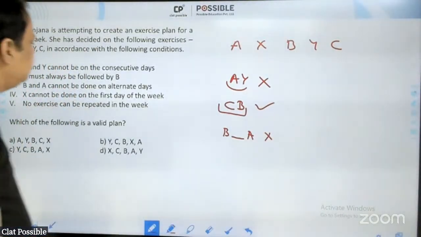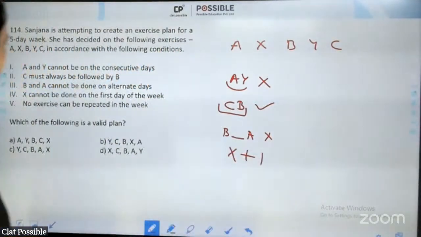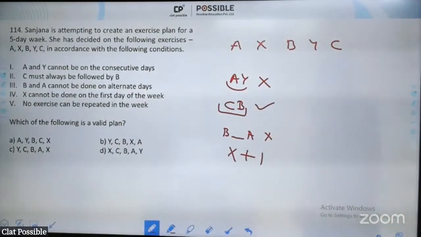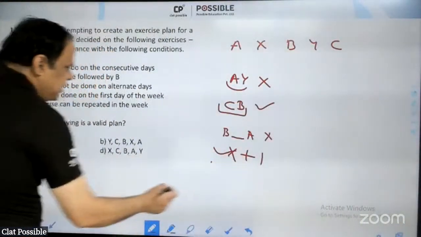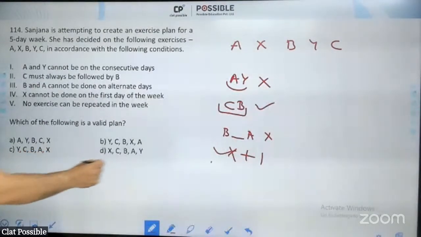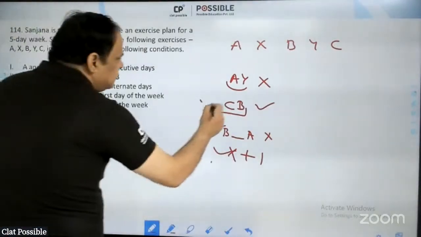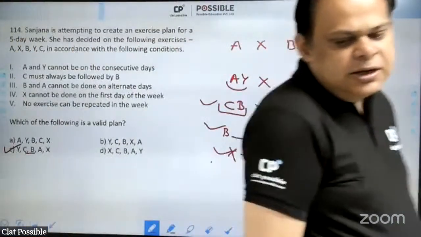X cannot be done on the first day of the week. X should not be the first one. No exercise can be repeated in the week. So if you look at option C, X is not at the first, so this is satisfied. B and A are immediate, they're not alternate, that is also fine. C and B come together, this is also fine. A and Y are not together either, so C satisfies all the conditions, so therefore C is the right answer.